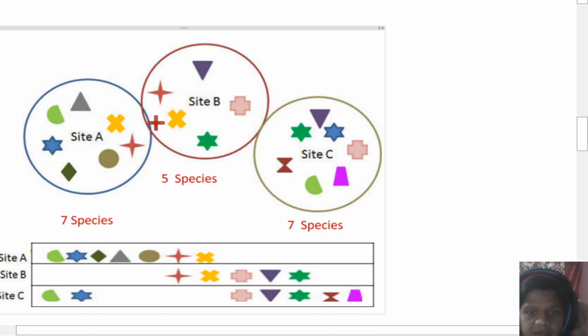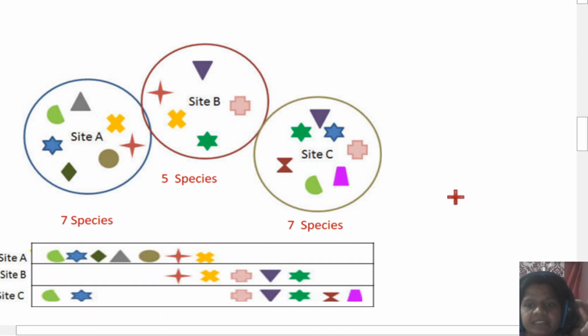Now, you know that there are crosses in both of them and there are stars in both of them. So you discount these. Unique means one of a kind, right? So you have to count the unique species in both. That means you take these two out because you find them in both ecosystems. So you count the rest of the species. So how many are there? 1, 2, 3, 4, 5, 6, 7, 8. So the beta diversity is 8.